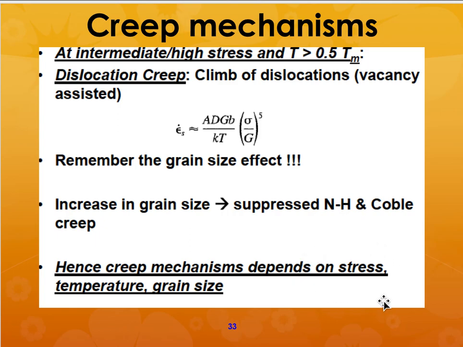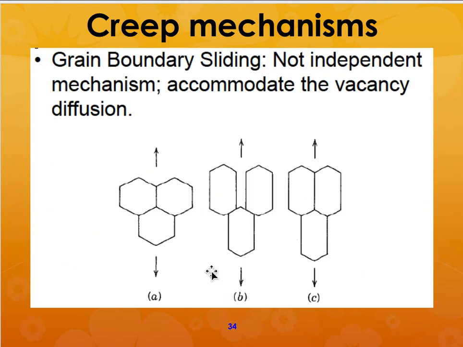So reduce the stress, reduce the temperature, increase the grain size. Those are the three things to note in order to make a material or a component withstand creep effectively. What is it again? Reduce the stress, reduce the temperature, and increase the grain size. So please note that.